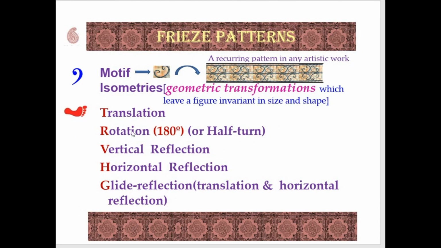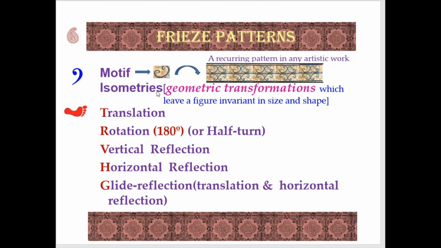Now, how do we obtain frieze patterns? For that, we need to have a motif. Now, what do we mean by a motif? A recurring pattern in any artistic work. So, if we have this artistic work, in this we can see this to be a motif. Here we are going to have horizontal reflection, vertical reflection, glide reflection, and all that. So this frieze pattern is obtained with the help of a single motif and with the help of these isometries.